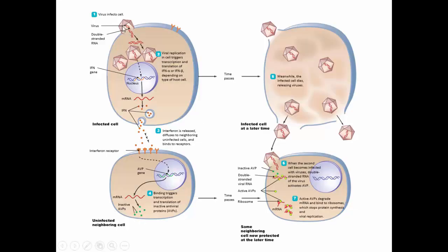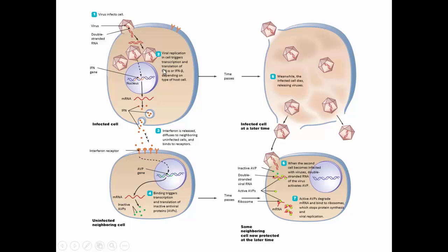So here is the infected cell. The virus comes in, takes over the cell. We're going to make a lot of new virus particles. But part of what happens is the interferon gene is activated, and this cell produces interferon. Interferon will be released and will be able to diffuse to a nearby cell.